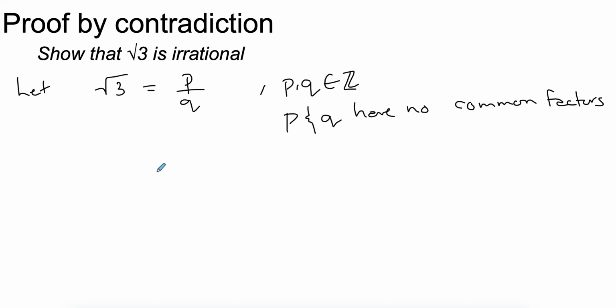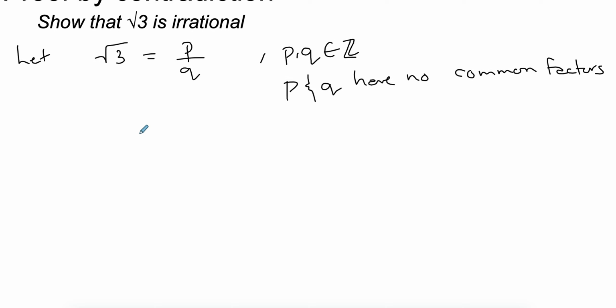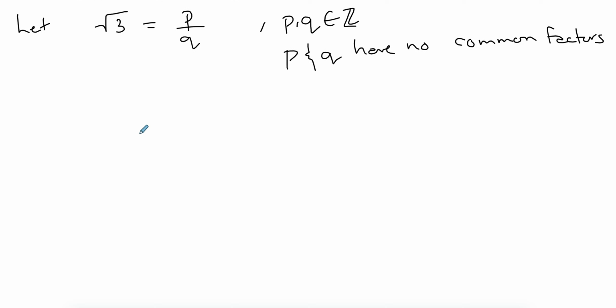So the trick with proof by contradiction, just like direct proofs, is to manipulate with algebra and then get stuck at some point. So the best thing to do right now is to square both sides, so you end up with 3 equals p squared over q squared. And then let's say you cross multiply, so I end up with 3q squared equals p squared.